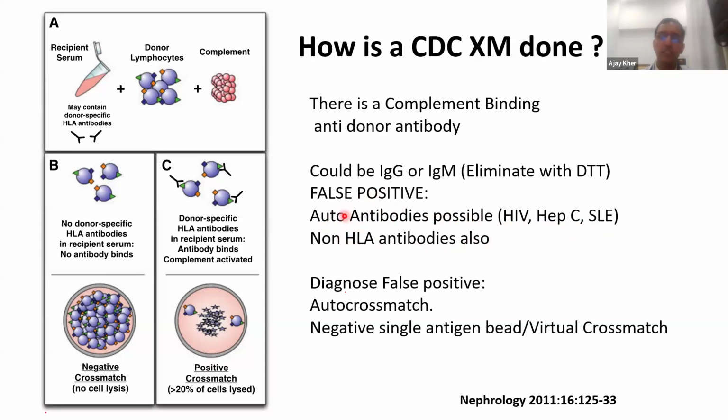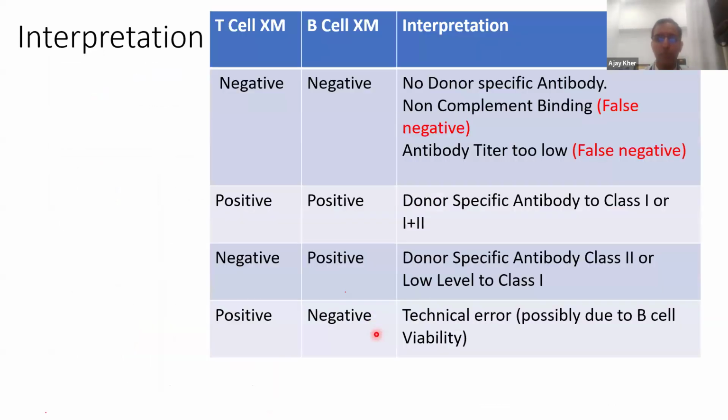To be sure that these are false positive, you would want to do a single antigen bead, make sure there are no anti-HLA antibodies. So that would be the key to moving forward.